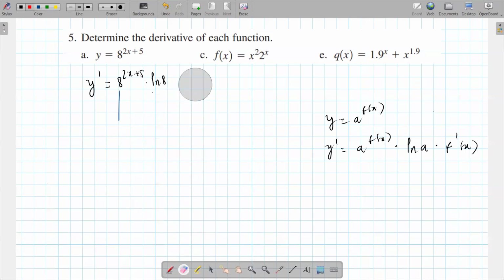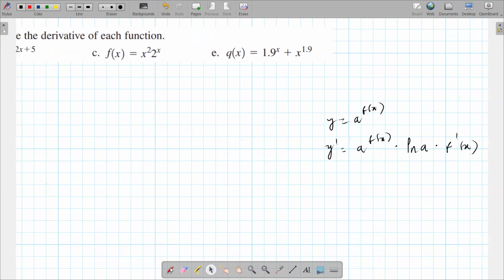For C, you just have to use a product rule. It's not that bad either. So this is your F, this is your G. And again, product rule says F prime G plus F G prime. We have to use a product rule here because the quadratic and the exponential function are being multiplied. So when this happens, use the product rule. So what will be the derivative here? 2x times g.